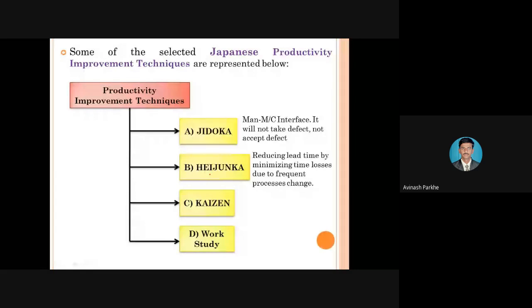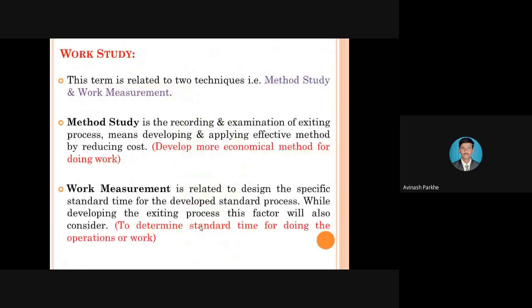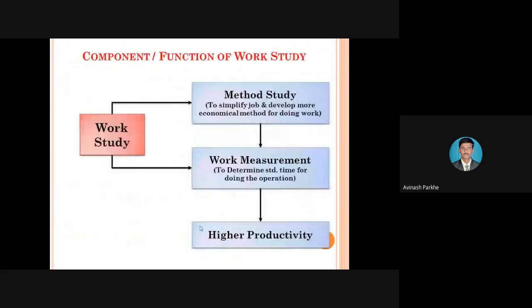Then kaizen is also one of the techniques used to increase productivity. And the last technique we discussed is work study, which is also an important technique used to increase productivity. In yesterday's discussion, we covered how work study is further divided into two types: the first one is method study, and the second one is called work measurement.